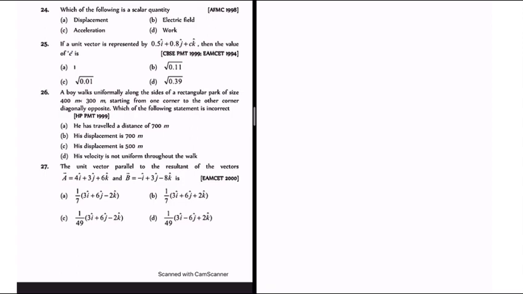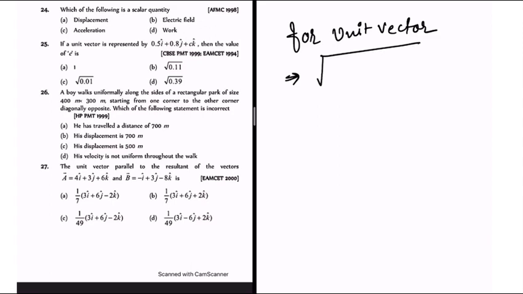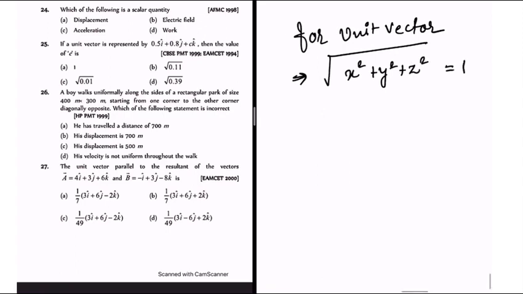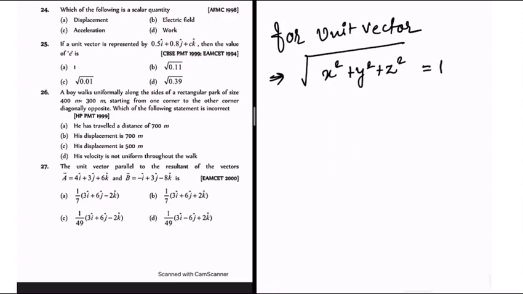25th: if a unit vector is represented by 0.5 i cap, 0.8 j cap plus c k cap, then the value of c is. For a unit vector, always remember, the square root of x square plus y square plus z square must be 1. Here x is 0.5, that is 1 by 2.